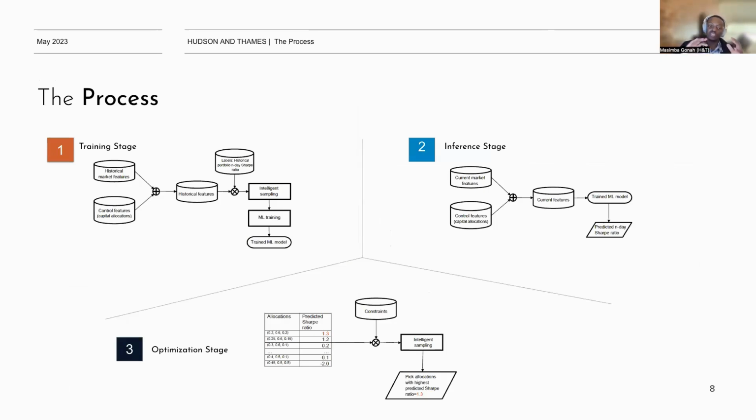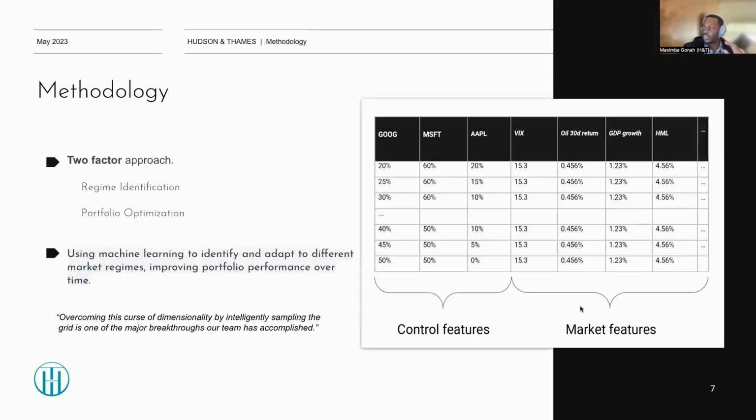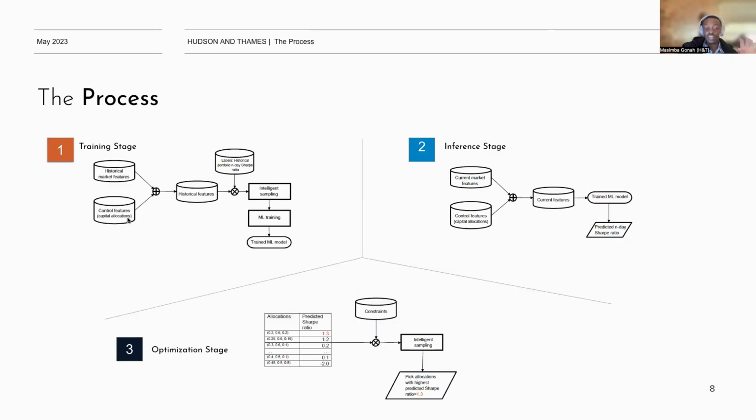So now we can start to look at the bare bone process of how CPO works. This is essentially CPO and its skeleton. You start off with the training stage, which is step one. You take your historical market features, the ones they labeled here as market features. You take your control features, the ones that are in your actual portfolio, in that case Google, Microsoft and so on. You put that into some sort of pre-processing stage, and then you get your historical features. And then you add your historical portfolio end day Sharpe ratio.